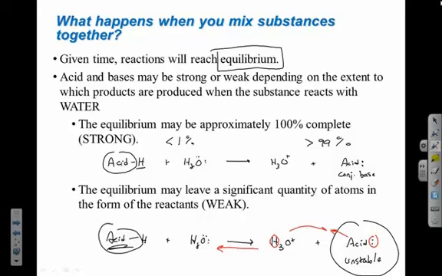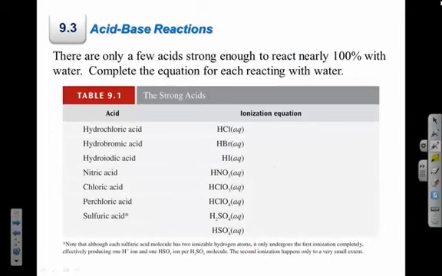So you want to make sure that you can explain the difference between strong acids and weak acids. So here's our table of strong acids. There are only a few acids that are strong enough to react to nearly 100% with water. There are a couple maybe that aren't on this table, but these are the only ones that we really need to know, and they're on the formula sheet, so you don't have to memorize them, but you do need to know what it means to be strong.